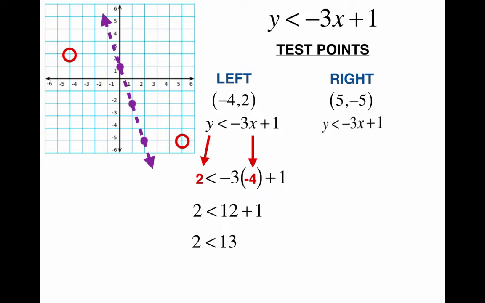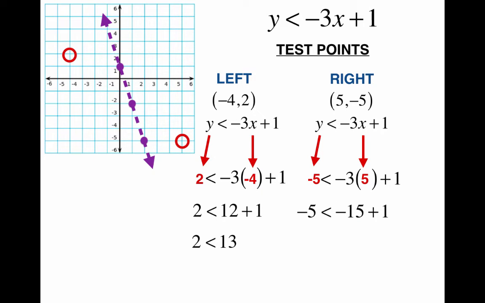Now let's go do the right-hand test. Same story. We're going to write the inequality: y is less than -3x plus 1. But we're going to replace the x and y with our 5 and -5. So -5 is the y, positive 5 is the x. It's going to be -5 is less than -3 times 5 plus 1. All I'm doing is changing the variables out for my randomly selected point. Now the math: -3 times 5 is -15. So -5 is less than -15 plus 1, which is -14. So -5 is less than -14.